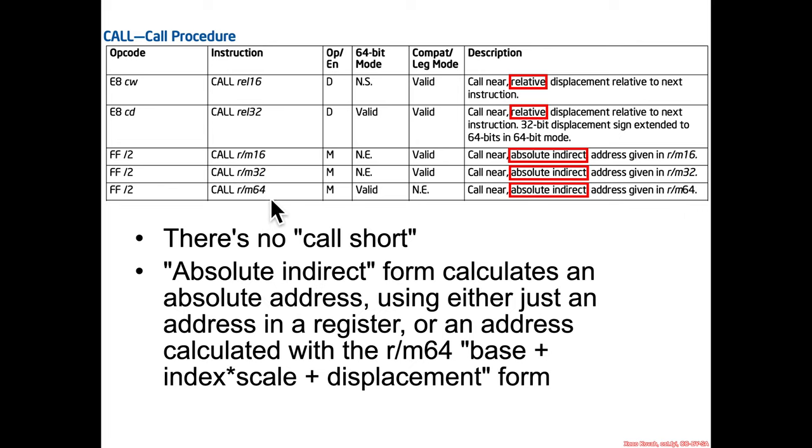meaning it could be some memory value. So of course that can be done in the typical RM64 form of base plus index times scale plus displacement, calculate up some address, and then call, meaning, you know, just jump to that address and push the next assembly instruction's address onto the stack.